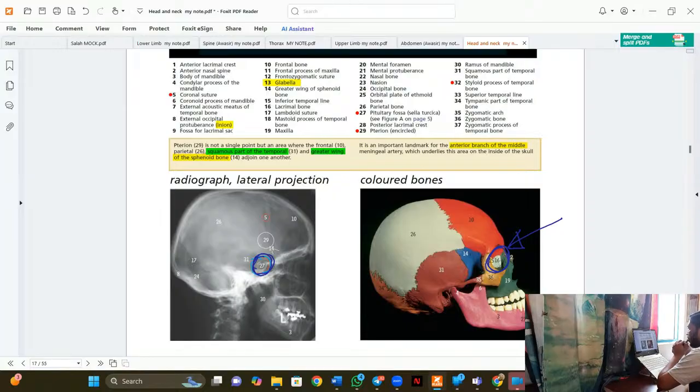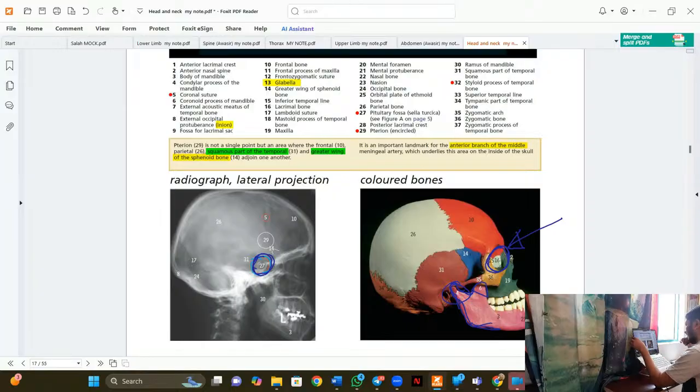Say 4. Number 4 is the stylomastoid junction. 4. Mandibular joint. No, part of the mandible, not the joint. Okay. Condyle of the mandible. 6. 6 is the coronoid process of the mandible.